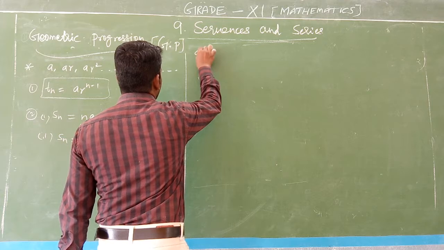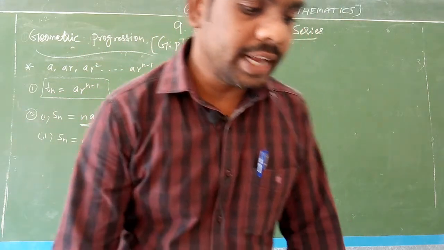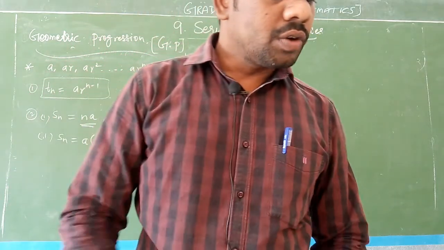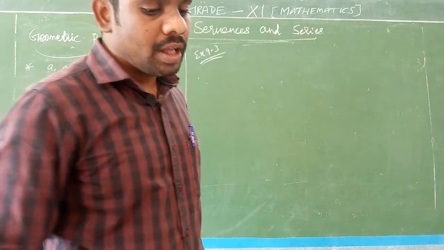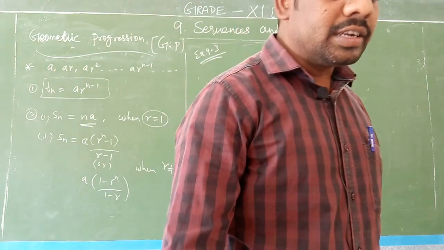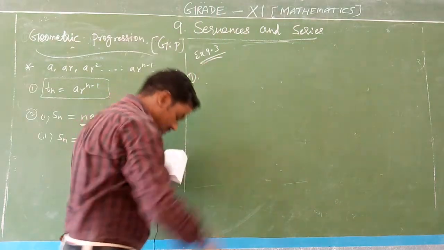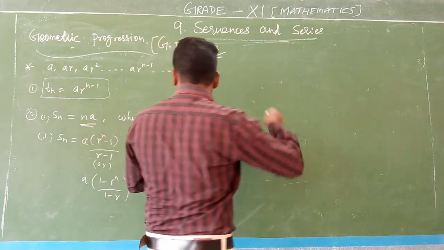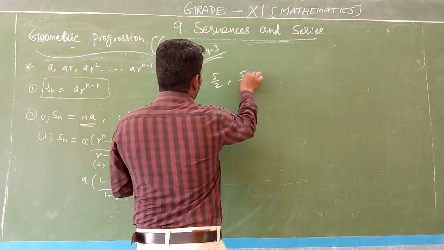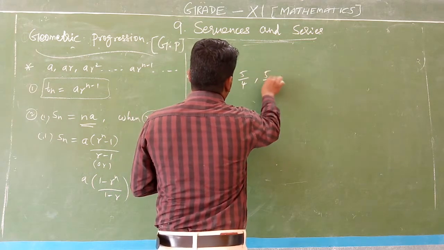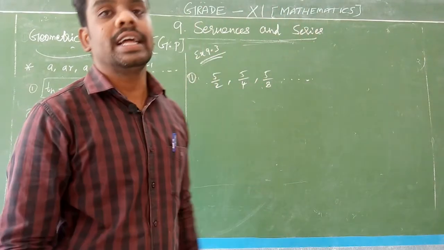Exercise number 9.3. Very simple questions using these formulas. First question: find the 20th and nth term of the GP 5 by 2, 5 by 4, 5 by 8 and so on. This is the given geometric progression. Find the 20th and nth term.